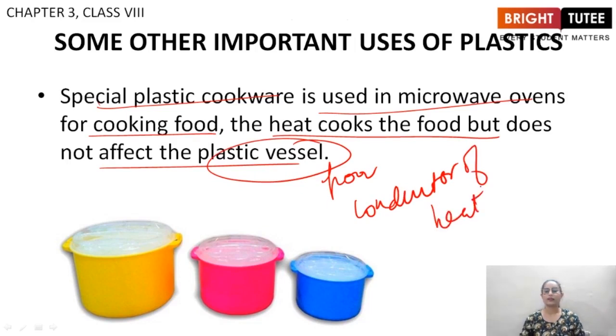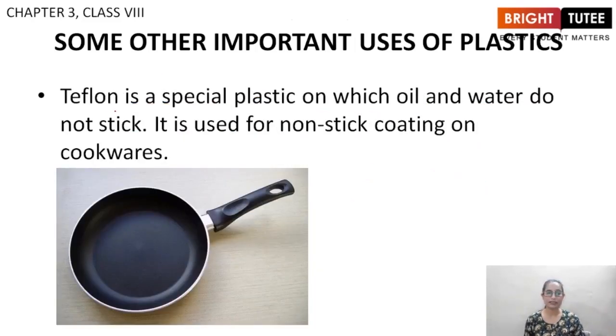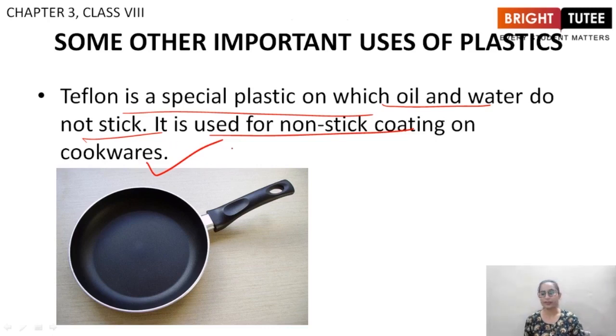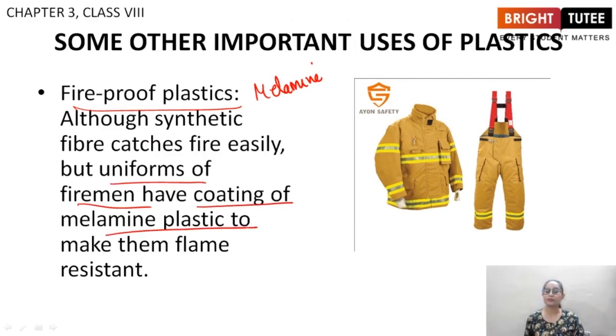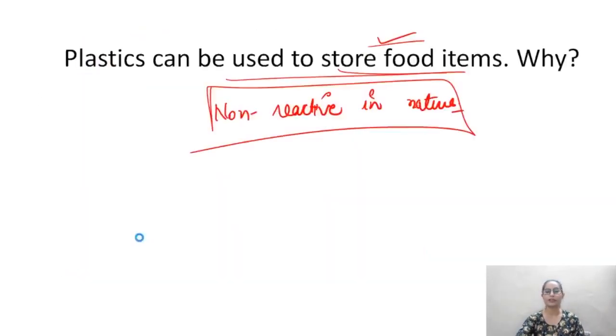Right? Next part is Teflon is a special plastic on which oil and water do not stick. So it is used for non-stick coating on cookwares, right? Another example of important use of plastics is that fireproof plastics such as melamine does not catch fire. It is fire resistant. So it is used in the uniforms of firemen to make a coating of melamine plastic to make them flame resistant. Alright, so these were the important uses.